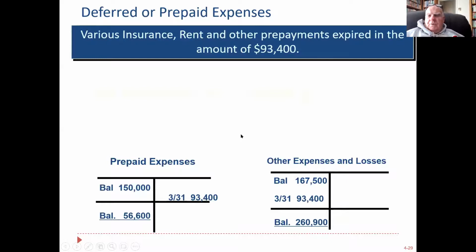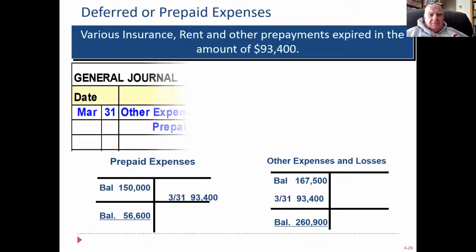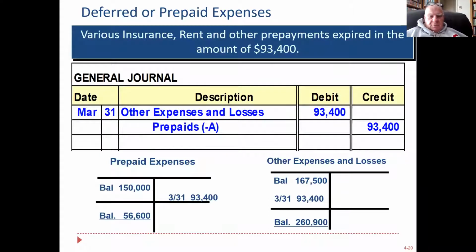Another way they might word a problem with this, they'll change the word expired to on hand at month end. On hand means that's not the expense, that's how much they had left of that prepaid asset. And you would have to subtract that from the beginning number to get the proper number. Expired, on hand, consumed, just read it carefully. And there we go.